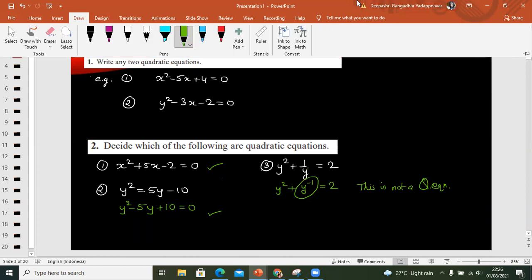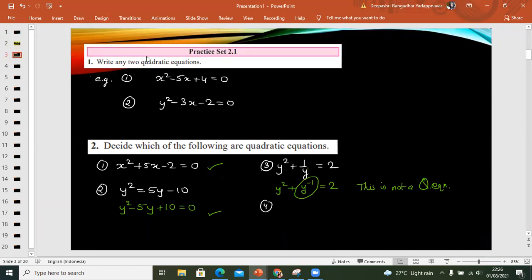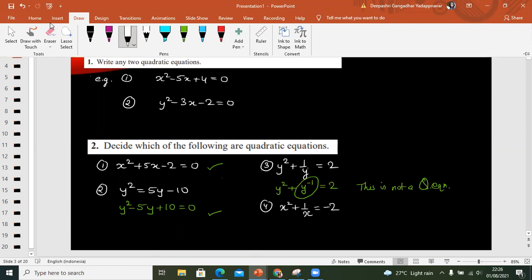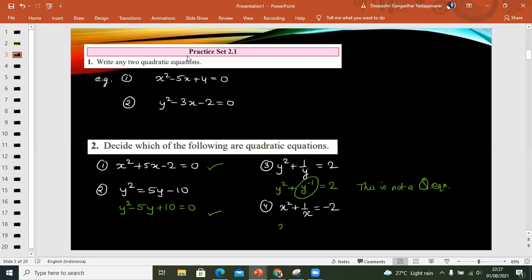Let's try the fourth question. The fourth question here is x square plus 1 divided by x equals minus 2. In this case also it is the same as I told you. This is x square plus, this is like x power 1, positive 1. If you bring it to the numerator, it will become x power negative 1, equals minus 2. Again, I told you that the power cannot be in negative form in a quadratic equation. We don't write it in that way. So this is not a quadratic equation.